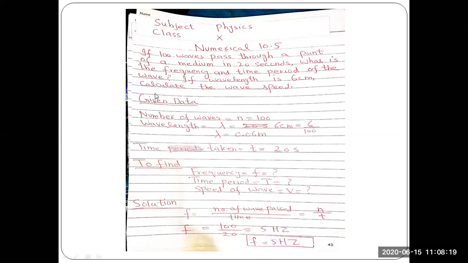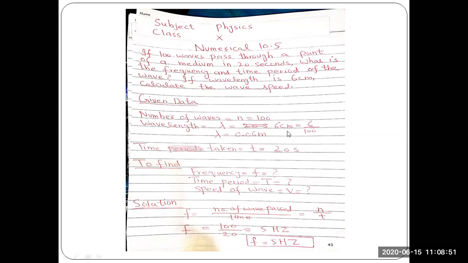So I'm going to write the given data. The number of waves is denoted with small n, which is equal to 100. It is given that 100 waves, so n equals 100. Wavelength is denoted with the letter lambda, which equals 6 centimeters. This is also given to me.